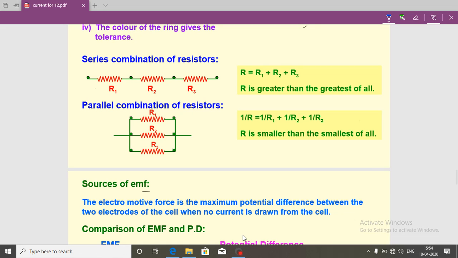Good morning, students. Today we are going to start combination of resistors. In this session we will study the series combination of resistors, then parallel combination of resistors, and after that we will study about EMF of a cell, then comparison between EMF and potential difference, and then different combinations of cells. Okay, so let's start with the series combination of resistors.